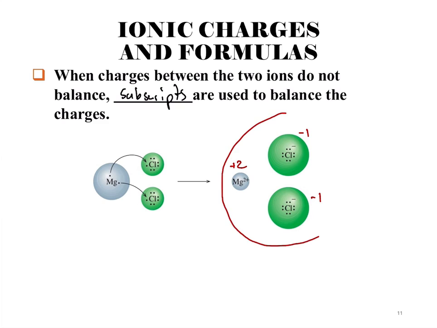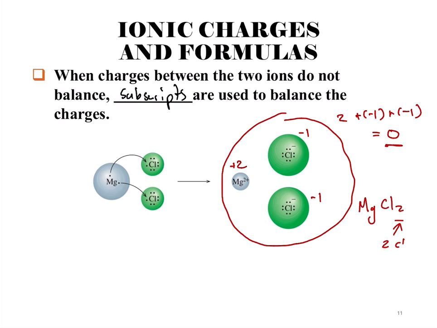But if we added up all of the charges in the circle I just drew, what's the total charge going to be? 0. Yep, we have 2 plus -1 plus -1, which equals 0. So our total net charge is equal to 0. So this is going to be the simplest molecule unit of this compound. And then the chemical formula would be MgCl2. Why? Because we have 2 chlorines and we only have 1 magnesium. All right, so that would be the chemical formula for this ionic compound.